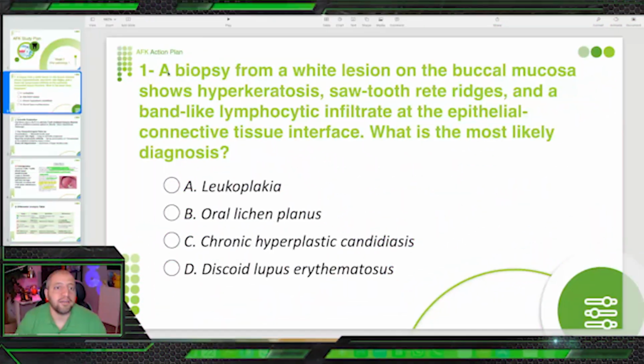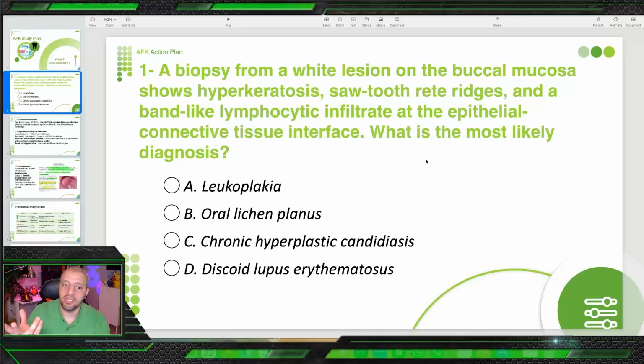This question says: a biopsy from a white lesion on the buccal mucosa shows hyperkeratosis, so tooth rich, and a band-like lymphocytic infiltrate at the epithelial connective tissue interface, so in the basal membrane. What is the most likely diagnosis? So this is a classical question giving you the clinical presentation, asking you for the diagnosis. Leukoplakia, oral lichen planus, chronic hyperplastic candidiasis, discoid lupus erythematosus.